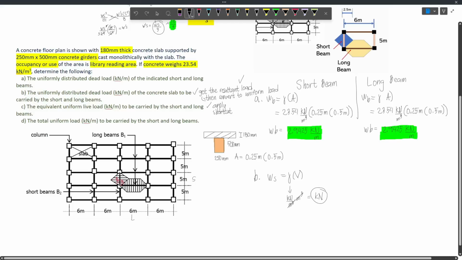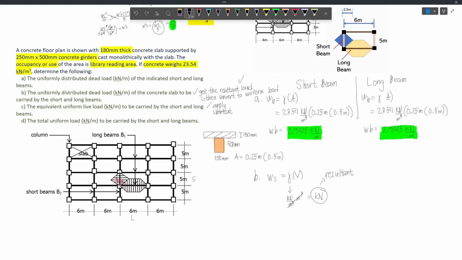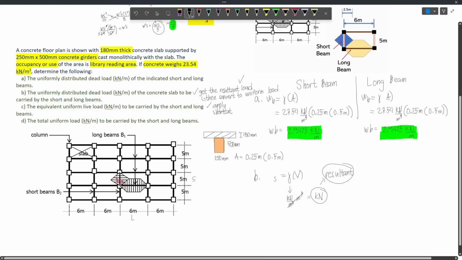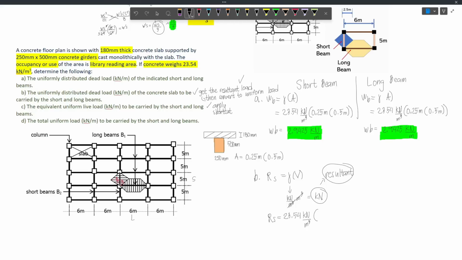And so we will have the result in kN. And then this concentrated load is the resultant load. And so once we get this one, we will just divide this by the span of the beam so that we can get its equivalent load. And so instead of WS, I will just label this as RS, or the resultant load of the slab. So this is RS, and so RS will be equal to gamma, which is 23.54 kN per m cubed multiplied by the volume. Now sir, ano yung volume na i-consider namin?